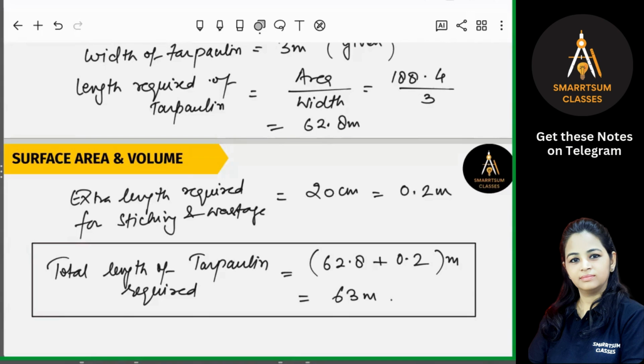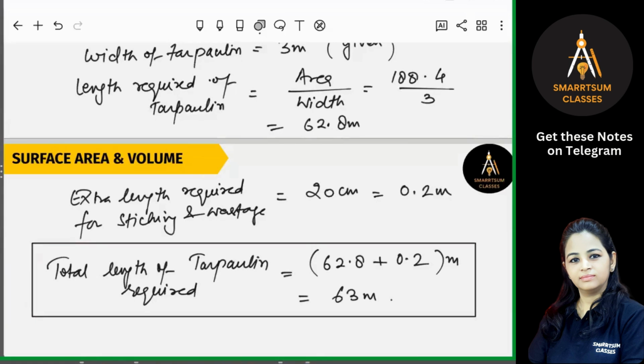So its width is always fixed. You can actually ask the shopkeeper to cut it through the length only, right? Because the width of that material is fixed. So similarly here, the tarpaulin width is fixed, that is 3 meter. Now we have to find the length of the tarpaulin which is required to make the conical tent, right?